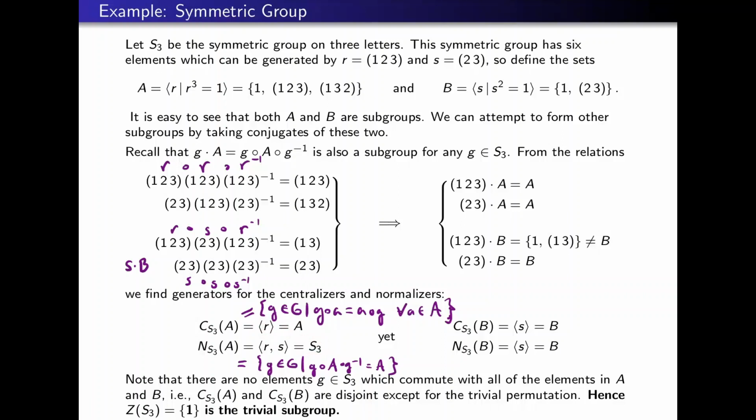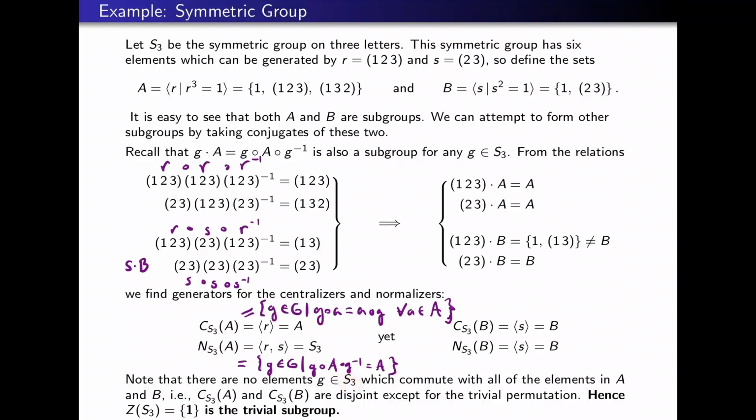Now, if we look at our set B, which is just the group generated by S, and so the elements are just 1 and the 2-cycle (2 3), in both situations we're going to get back that the centralizer and normalizer is B itself. Now, keep in mind that when we did our work just now, we saw that when we took (1 2 3) dot B, this did not land us back in B. And so we know that (1 2 3) cannot be in the centralizer nor normalizer. But S is in here and here.